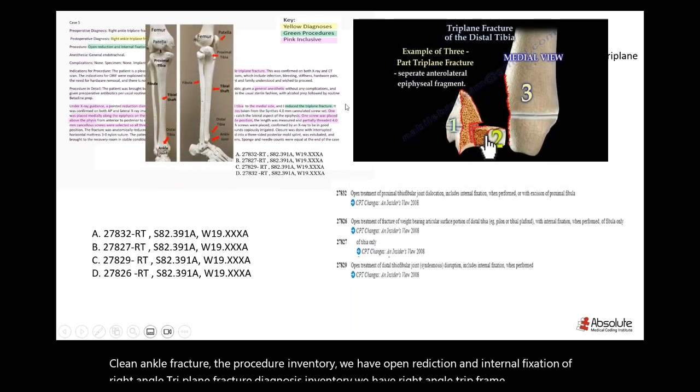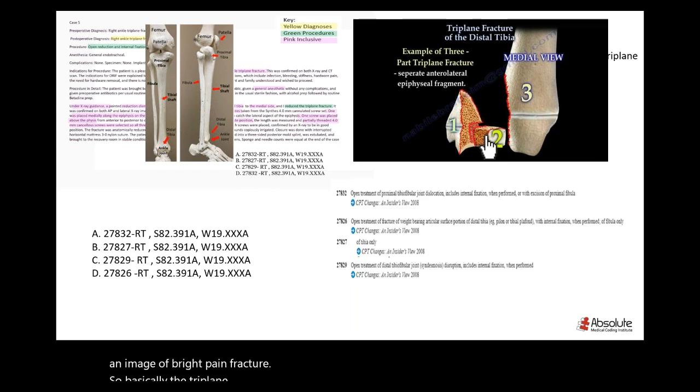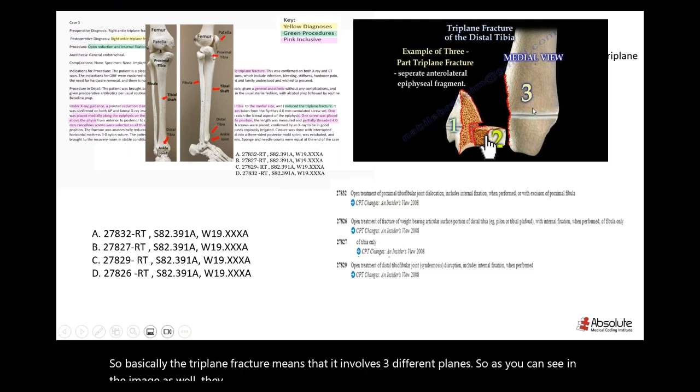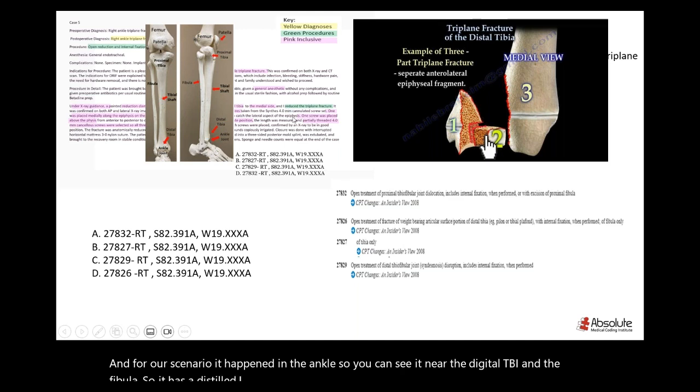So this is an image of a triplane fracture. Basically, a triplane fracture means that it involves three different planes. As you can see in the image as well, they involve three planes. That's why it got the name triplane fracture. And for our scenario, it happened in the ankle. So you can see it near the distal tibia and the fibula. Okay, so we had an ankle triplane fracture in our scenario.